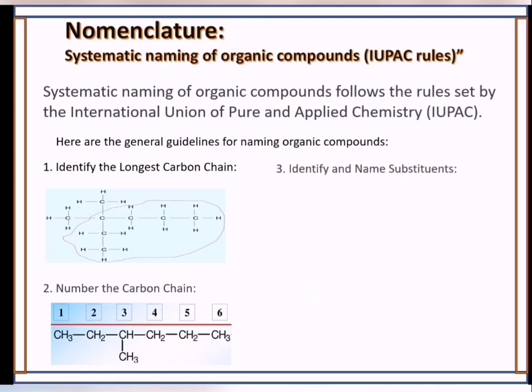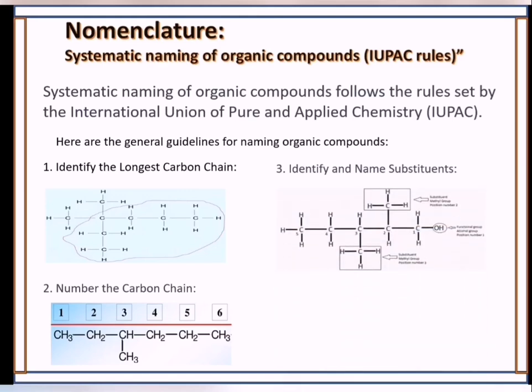The third one is identify and name substituents. Substituents are additional groups attached to the parent chain. So identify the substituents and name them as prefixes indicating the number and type of atoms they contain. Common substituents include methyl, that is CH3, ethyl, C2H5, bromo, Br, and others.